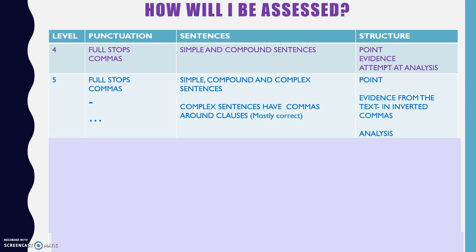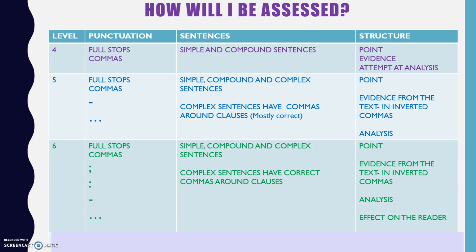For level 5, you need to add in a variety of punctuation. So I'm looking for a hyphen perhaps, or a semicolon, or an ellipsis. You must use complex sentences as well as simple and compound, and your complex sentences need to have commas around the clauses. It's okay if you occasionally make a mistake. Your paragraph structure will have a point. The evidence will actually come from the text and be in speech marks, or what we call inverted commas, and you will also have analysis.